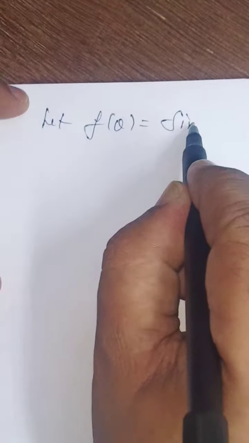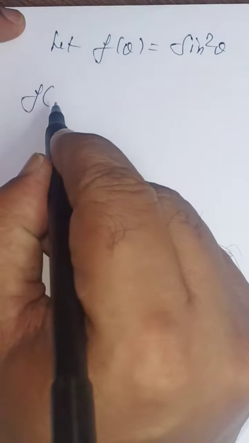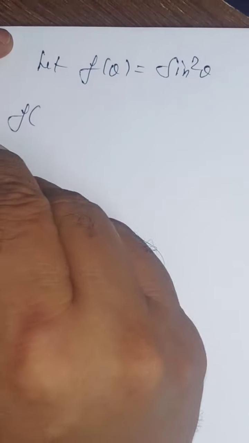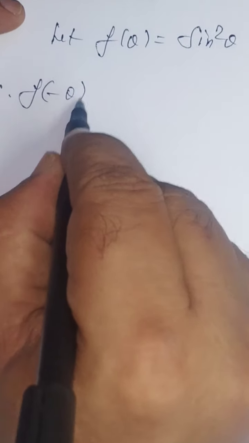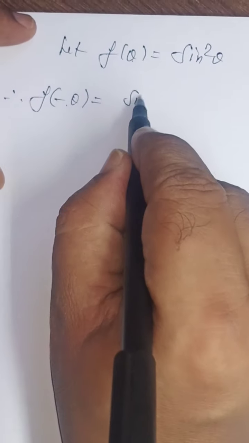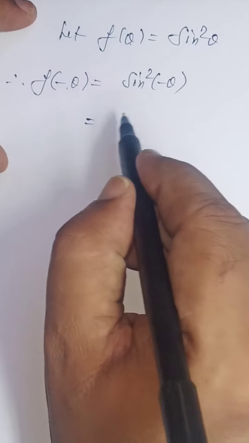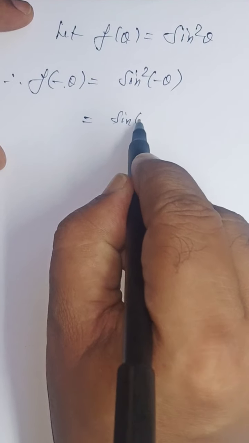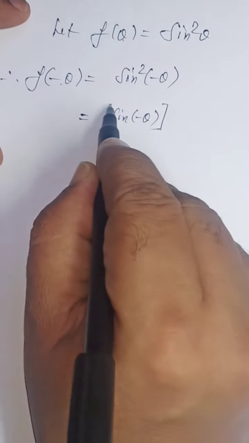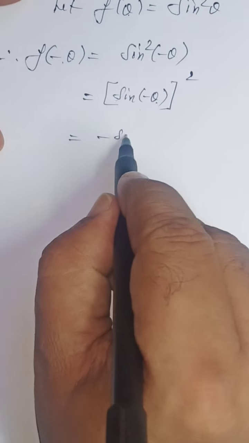Let f of theta equal sine squared theta. We have to verify whether the given function is odd or even. So, I take f of minus theta. That means replace theta by minus theta. So, sine squared of minus theta. Sine squared of minus theta means sine of minus theta the whole square. We know very well sine of minus theta equals minus sine theta.